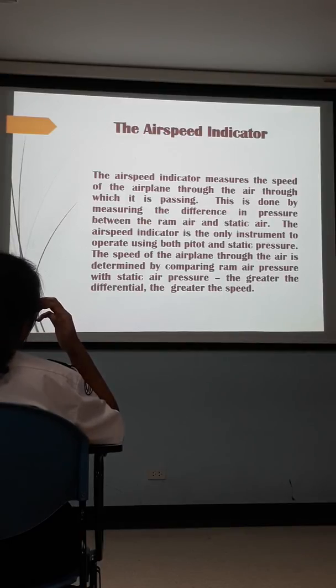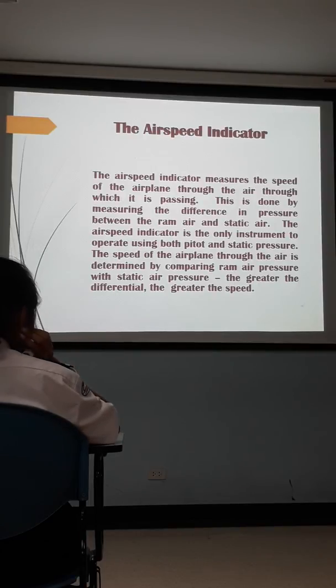So, can you help me do a conclusion? Name: airspeed indicator. Function: measures the speed of an airplane through the air. Measurement is in knots, which means nautical miles per hour.